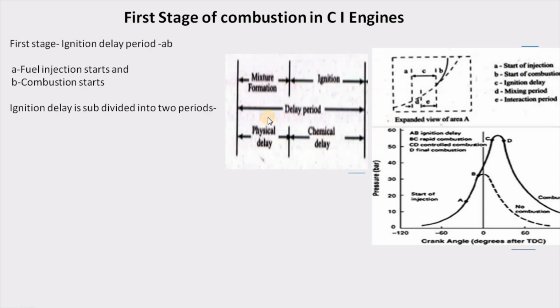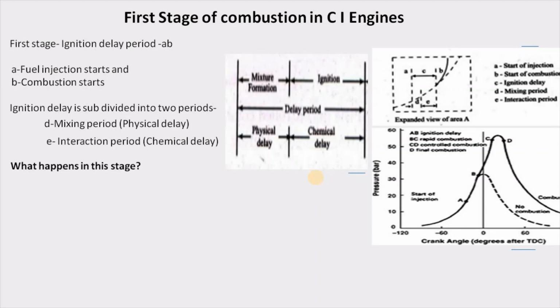This delay period is now being divided into 2 parts. One is the mixing period, which we call the physical delay period, and the other is the interaction period, which we call the chemical delay period. Basically, the ignition delay is being divided into 2 parts: physical delay and chemical delay. That means physical delay period plus chemical delay period is equal to the ignition delay period. Now, what is happening in these 2 sub periods? First, physical delay.